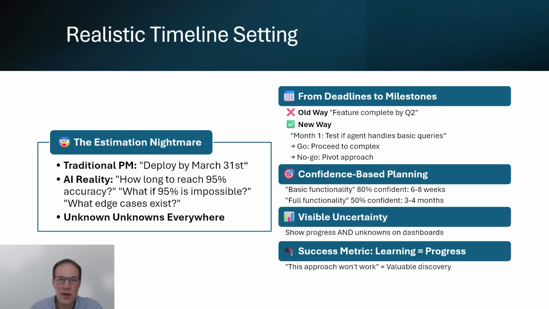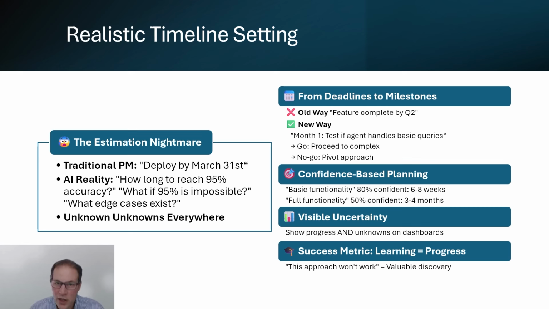By month end, we'll know if the agent can handle basic inquiries with acceptable accuracy. If yes, we're going to proceed to the next feature, complex inquiries. If no, we will adjust the approach and reconsider scope. You have to communicate in confidence intervals, not just point estimates. You'll be 80% confident in basic functionality in 6 to 8 weeks and 50% confident in full functionality in 3 to 4 months.